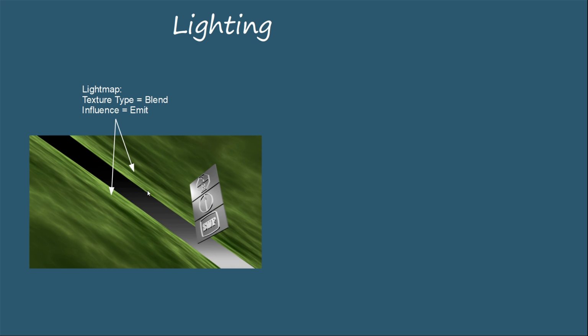So finally, I decided to use a special type of map to brighten up the portions here which are more close to the edge of this 3D logo. So this was a textured map of type blend, and I influenced the emit factor here with this texture.